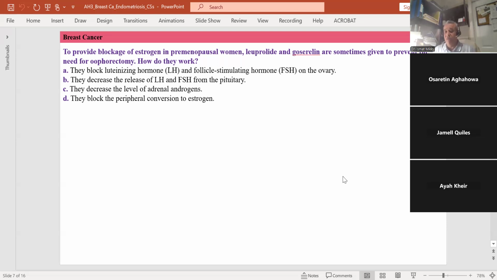To provide blockade of estrogen in premenopausal women, Lupron, which is leuprolide, and the implant, another drug, are sometimes given to prevent the need for oophorectomy, which is the surgical resection of the ovaries. How do they work? They work by decreasing the release of the LH and the FSH hormone. So they decrease the release and production of the luteinizing hormone and the follicle stimulating hormone from the ovaries. These medications are gonadotropin releasing hormone, GnRH, agonists. So they block the FSH and the LH hormone release from the ovaries.